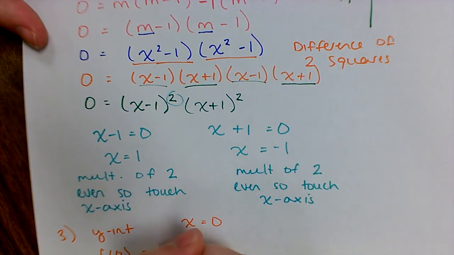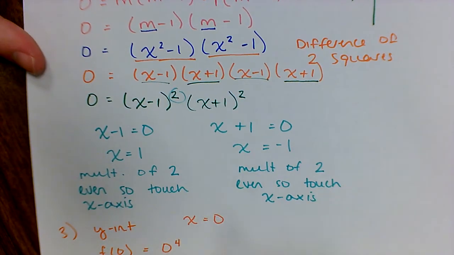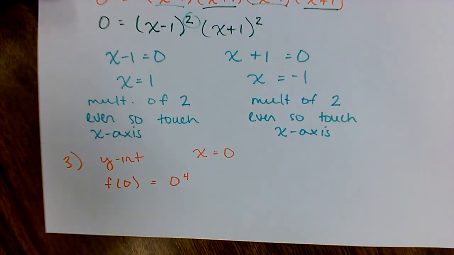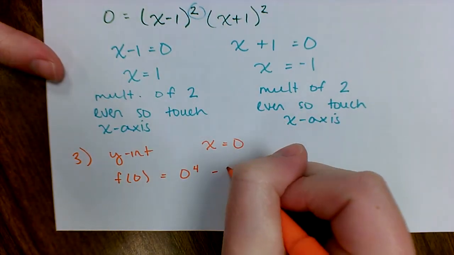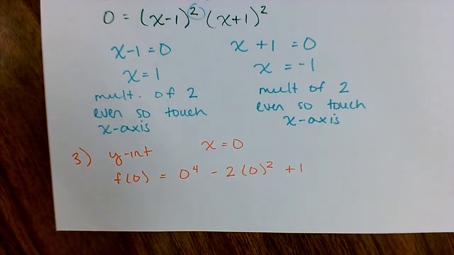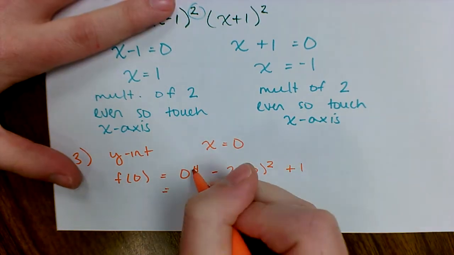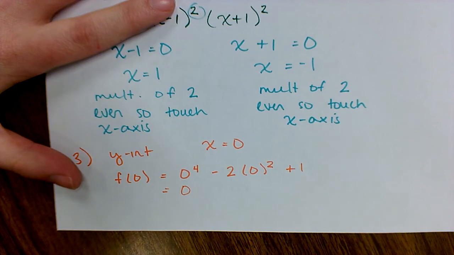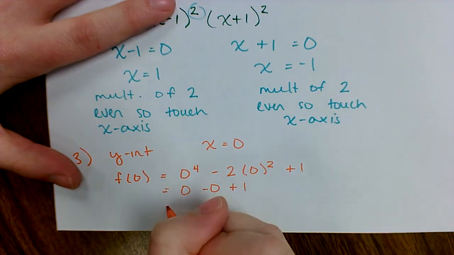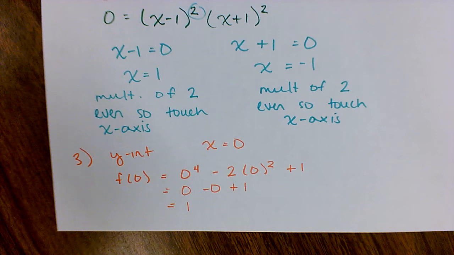So f of 0 equals 0 to the 4th minus 2 times 0 squared plus 1. That equals 0 to the 4th is 0. 2 minus 0 squared is just going to be 0. Plus 1, so equals 1.